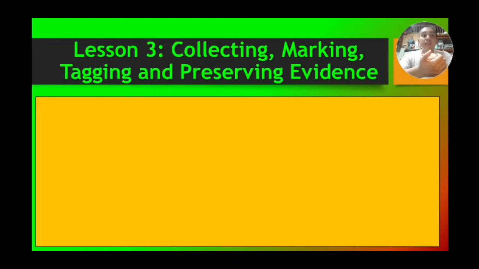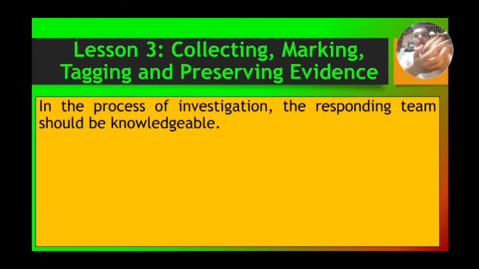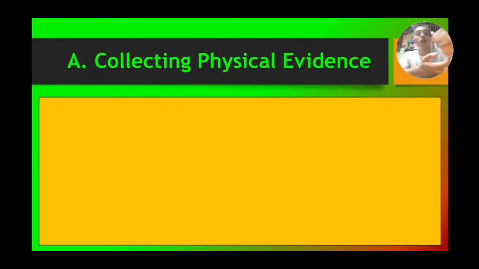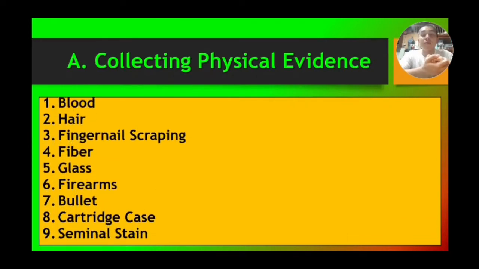Lesson 3. Collecting, marking, tagging, and preserving evidence. In the process of investigation, the responding team should be knowledgeable because a team must have knowledge on how to secure and protect the evidences. Collecting physical evidence involves blood, hair, fingernail scraping, fiber, glass, firearms, bullet, cartridge case, and seminal stain.